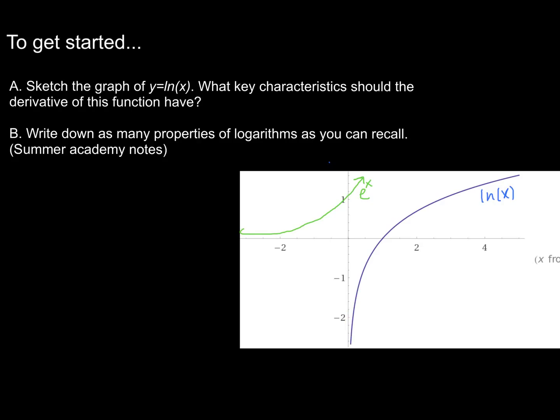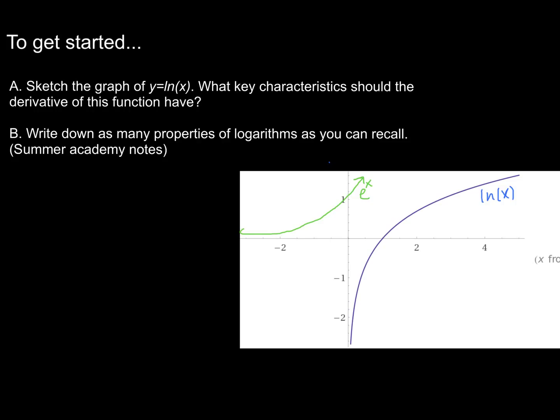Also, this function should have the characteristic that as the x values increase, the slope, as we can see, is decreasing. So the derivative should have the property that as the x values increase, the derivative is going to get smaller and smaller but remain positive. This is a pretty big hint, so take a second, pause, and think about it.